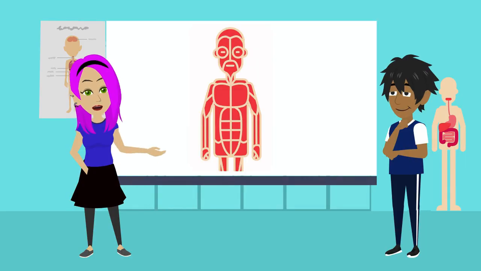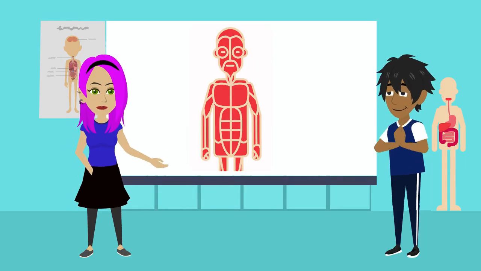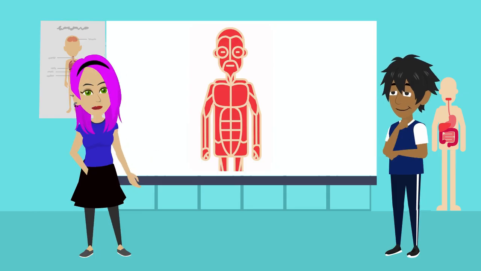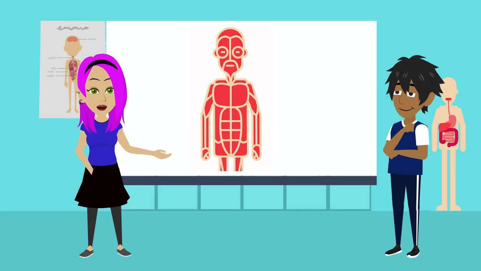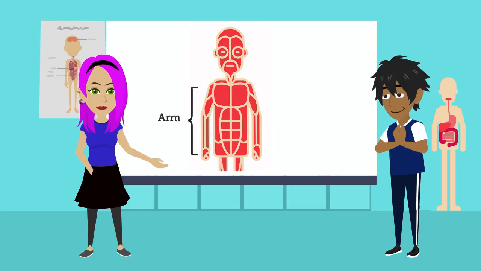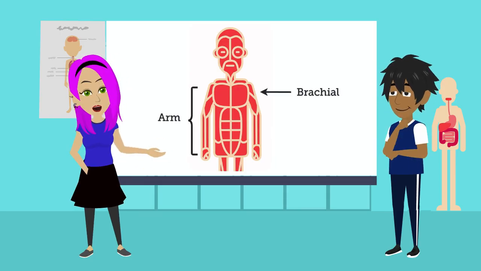Regional terms are used to make descriptions of body parts as specific as possible and help reduce the potential for errors in communication. For example, instead of referring to the arm, we can refer to specific parts such as the brachial region or the antebrachial region.